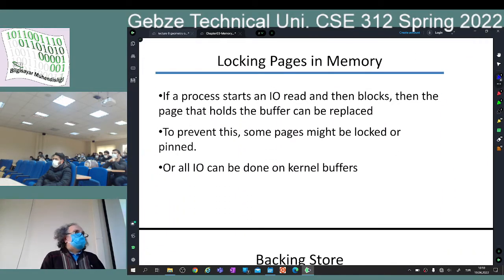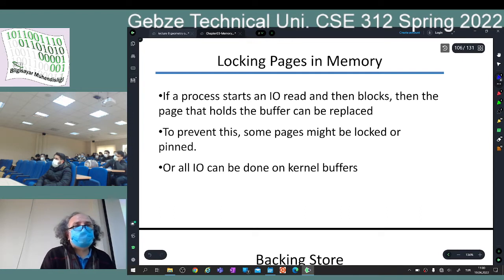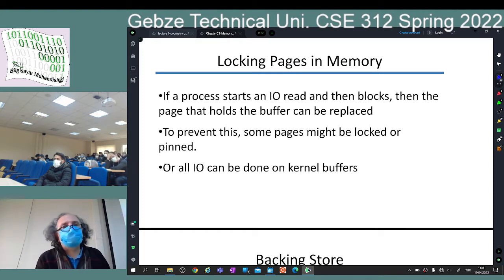Another interesting thing: when we introduce ideas like paging, it seems very simple. Actually, it is simple, and it seems that it solved many problems, but with these kinds of ideas, many problems can occur, and some of them rarely occur, but they may cause some nasty problems. One of them is this problem. Suppose I have a process, it starts an I/O read, and then it blocks because I cannot continue without reading those data from the disk.